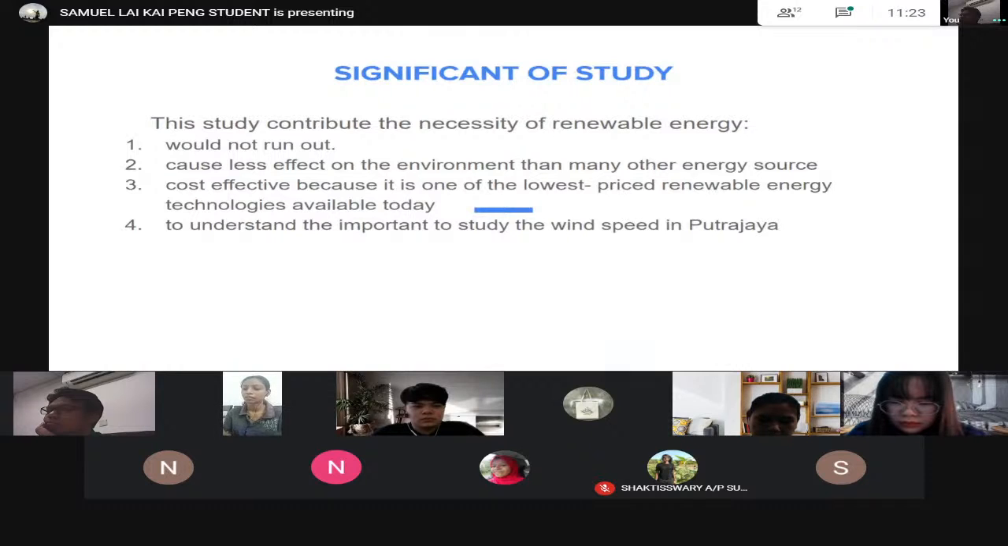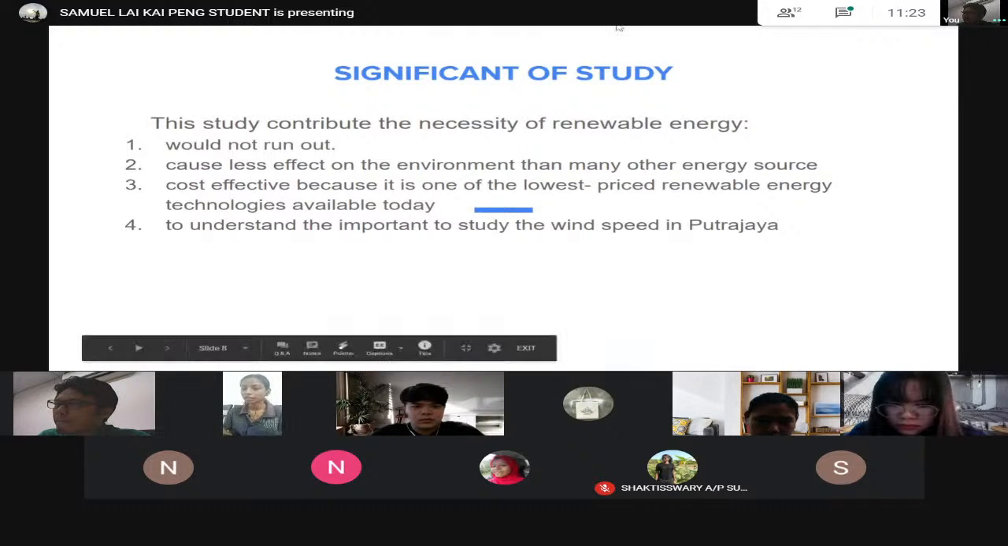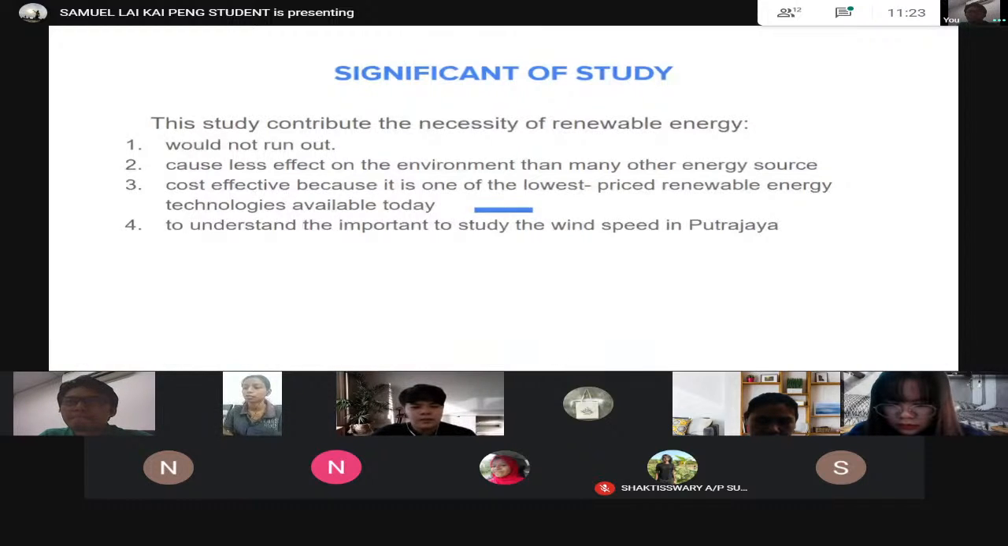Second, it causes less effect on the environment than many other energy sources because it does not produce carbon dioxide like non-renewable resources. Third, it is cost effective because it is one of the lowest price renewable energy technologies available today. So you know that renewable energy costs very little compared to non-renewable energy.